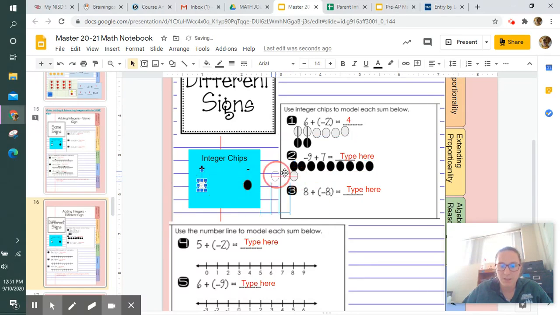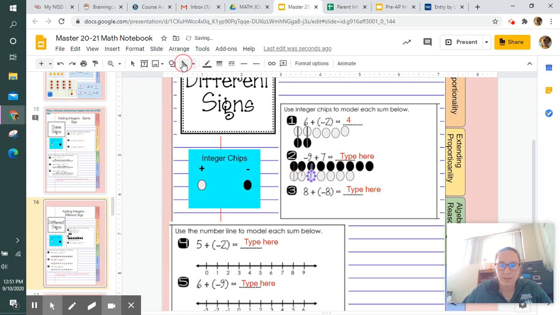So 1, 2, 3, 4, 5, 6, and 7. Okay, so just like before, we're going to add a line and say a positive and a negative cancel each other out. I'm going to add another line, a positive and a negative cancel each other out. Uh-oh, that line didn't go where I wanted it to. Okay, we're going to keep canceling out our positives and our negatives. That line went all crazy.